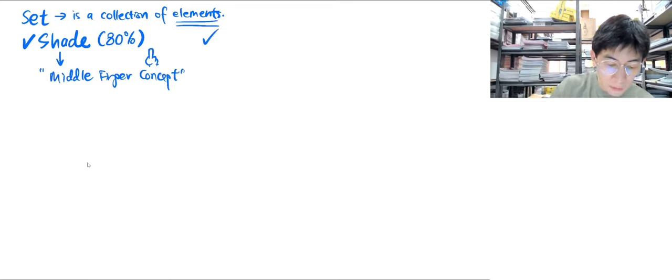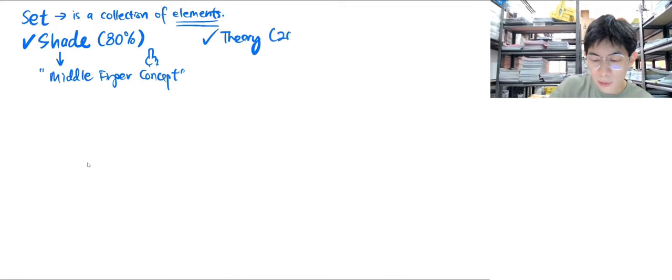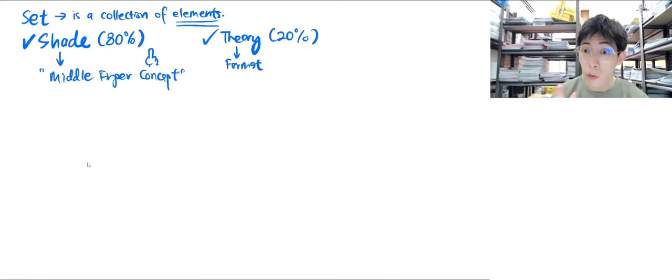Then after we learn shading, we have to learn something called the theories. Theory covers roughly 20%. Basically, theory means all the formats. Like you have to write real formats, you know.